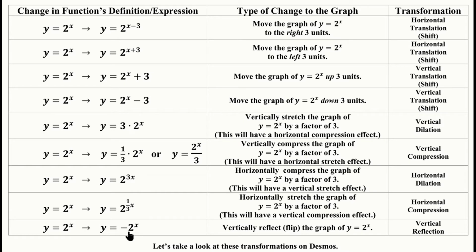The last kind of transformation is the simplest one. That's when you basically just take all the outputs and multiply them by -1. So you're just going to basically vertically flip or reflect the graph. Let's quickly take a look at all these on Desmos for a better, more intuitive understanding.